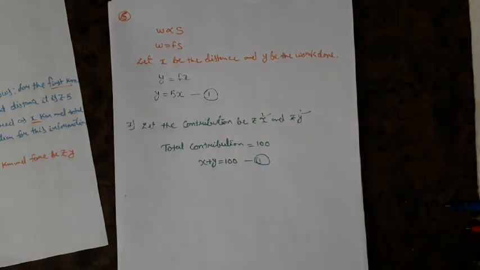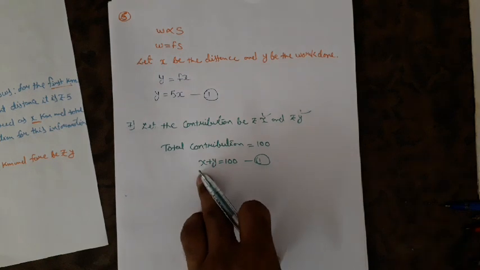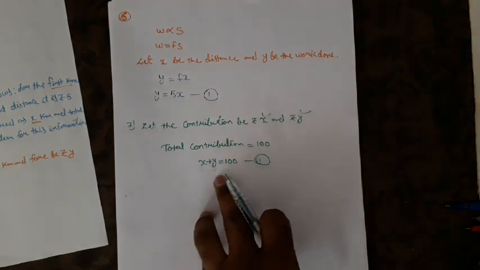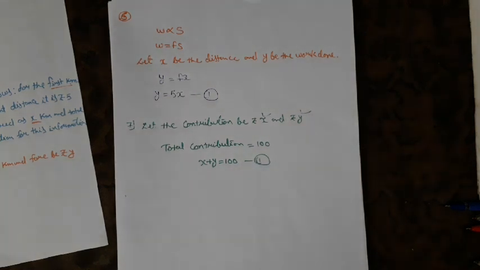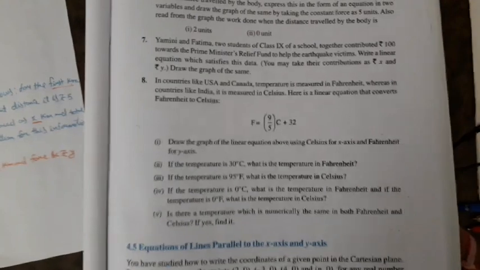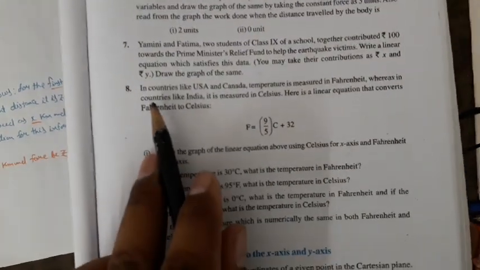Now you have to draw the graph of this equation. Instead of x, whatever you want you can put, you will get the value of y, and instead of y, whatever you want you can put, then you will get the value of x. So at least two solutions you have to find, then you have to draw the graph as we have drawn in question number one. Now let's take question number 8.